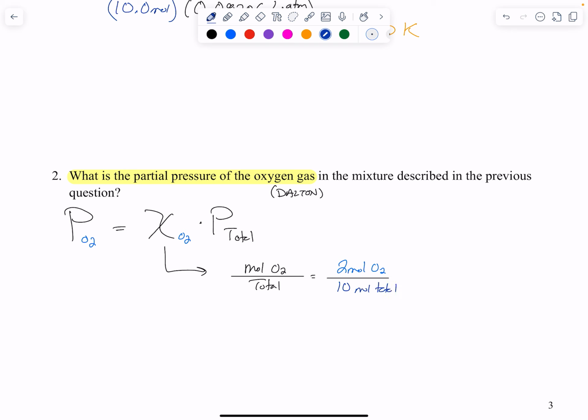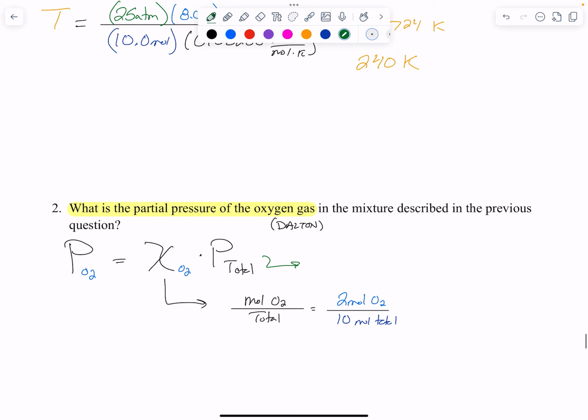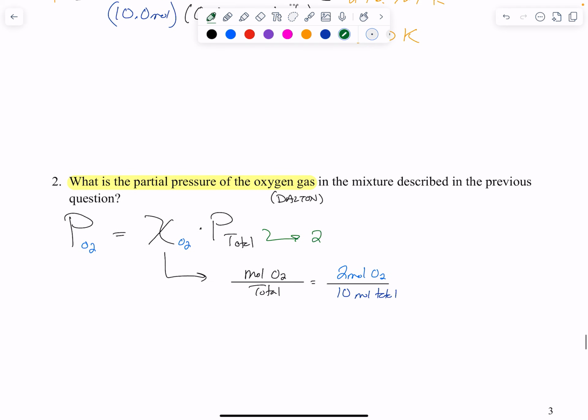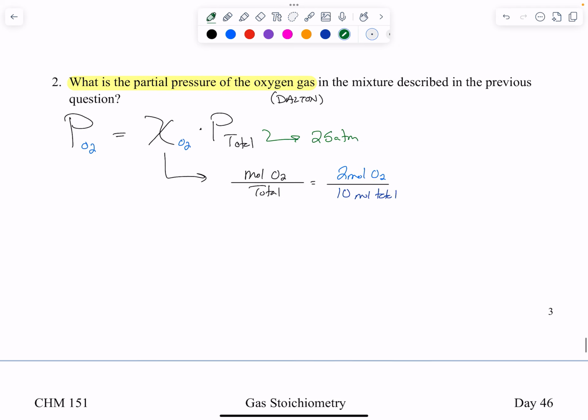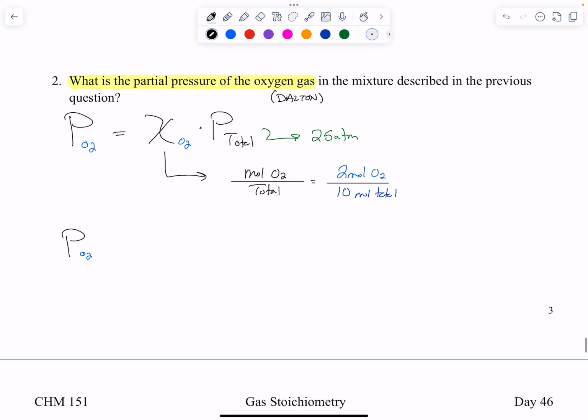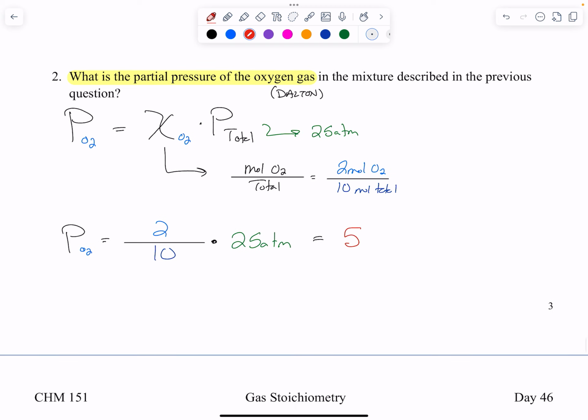All right, so 2/10 or 1/5. And the total pressure is from above, 25 atmospheres. So now we can do the pressure of O2 is 2/10 or 1/5 times 25 atmospheres. So that would be 5.0 atmospheres. Excellent.